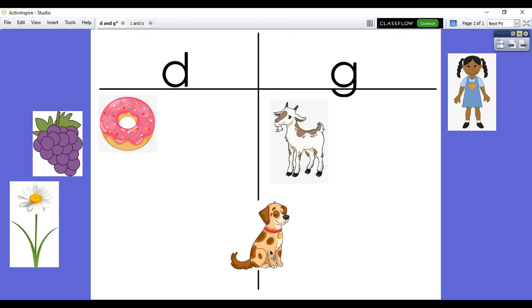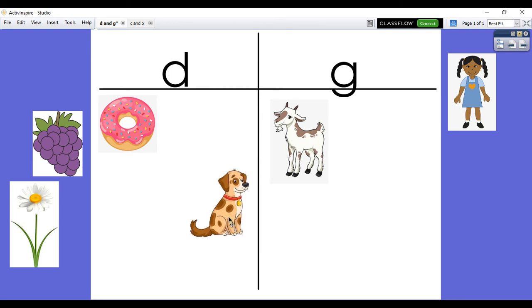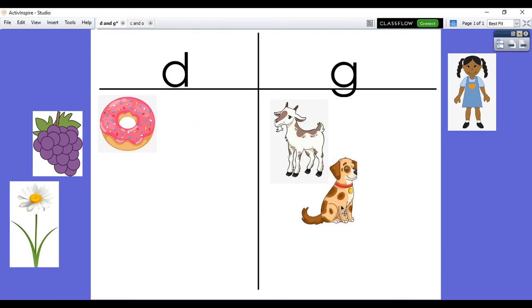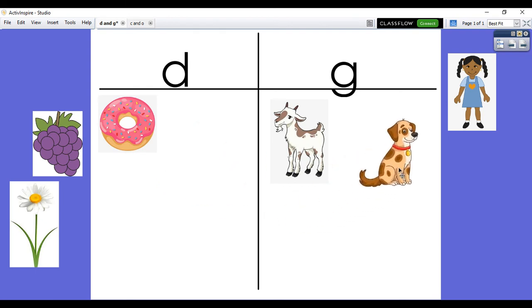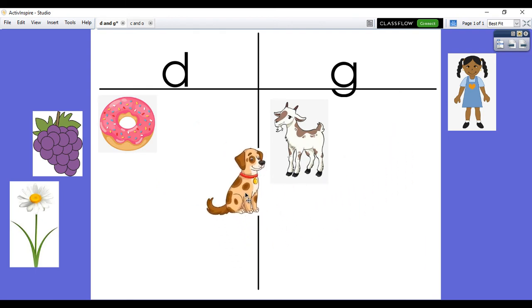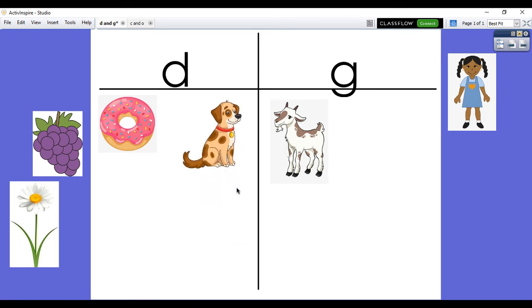How about the word dog? Where would I put the word dog? Does it start with a D sound like donut or a G sound like goat? That's right. It starts with the D sound like donut.